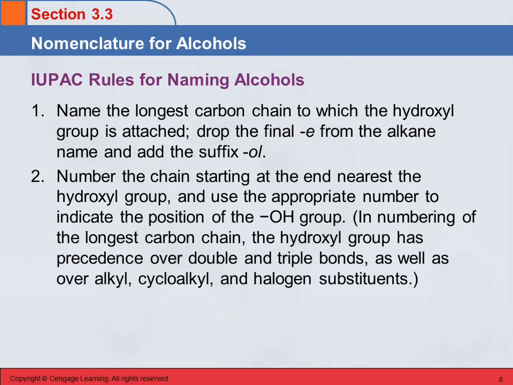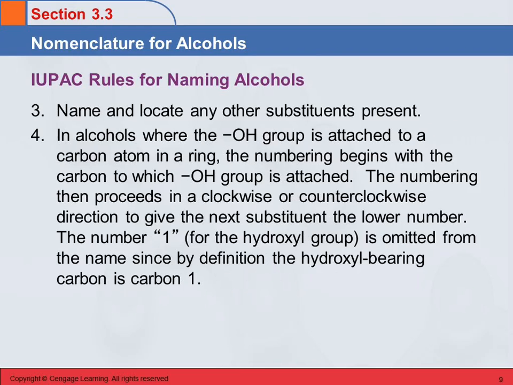The new ones, we're studying these basically in the order of low priority to high priority. So as we learn a new one, the new one takes precedence over the older ones. So the hydroxyl group is more important than double and triple bonds. So we focus on the hydroxyl group if it's present, and so we name it as an alcohol instead of as an alkene or an alkyne. Then you name and locate any other substituents present.